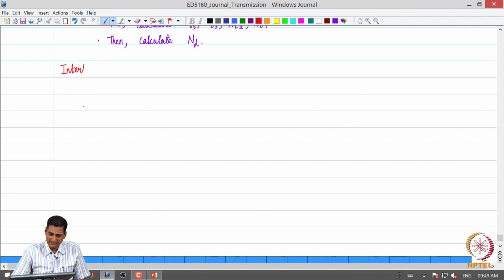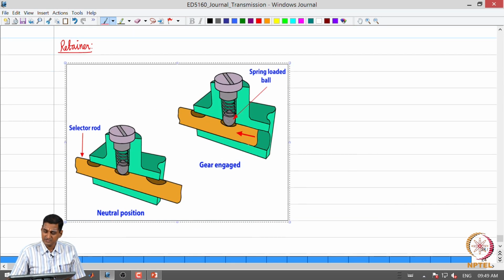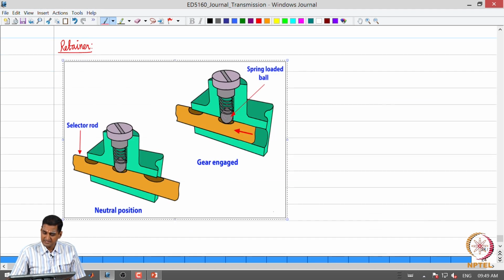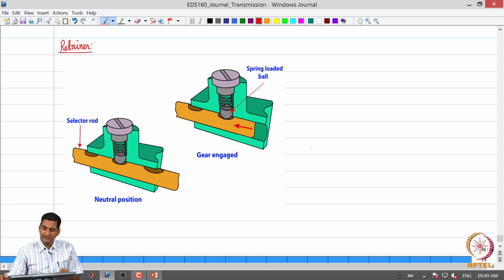So, the first component which I will introduce is what is called a retainer. This goes back to our discussion on the transmission components. If you recall the selector rod in the multi-speed gearbox and so on, that is what we are essentially discussing. We have already looked at the selector rod and how the gears are selected. Let us say this is a particular selector rod.